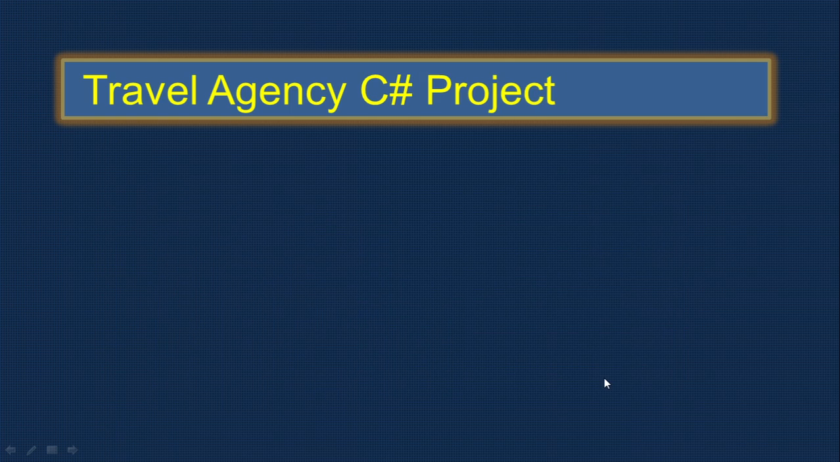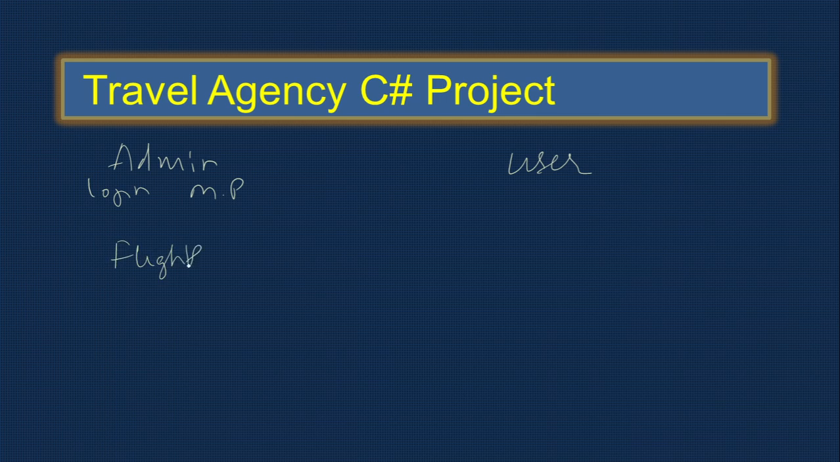Now let us understand what is in this project, and what things we can add to it. This project will have two modules. One is the admin module, the other one is the user module. The admin can log in and go to the main page. In the main page, because this travel agency is basically into travel-related activities, they will provide an option called flight ticket booking, flights. So they'll give all the details about the flights.